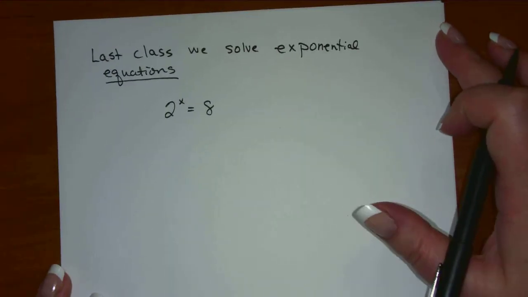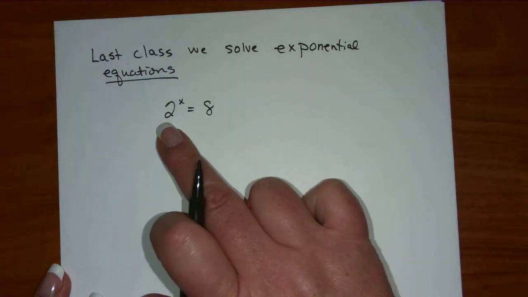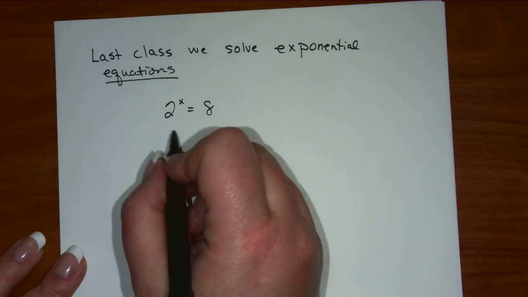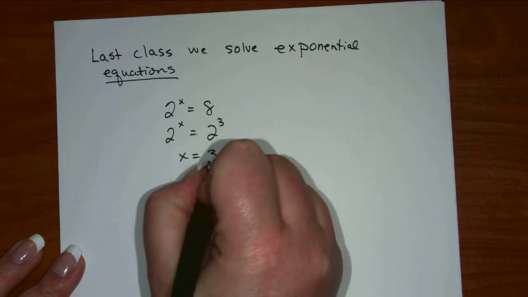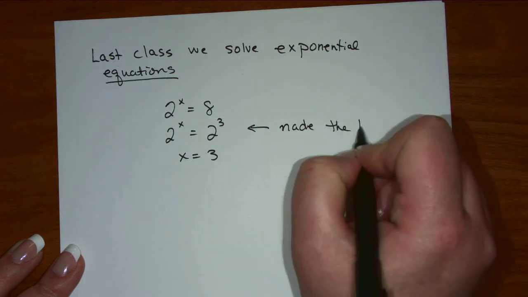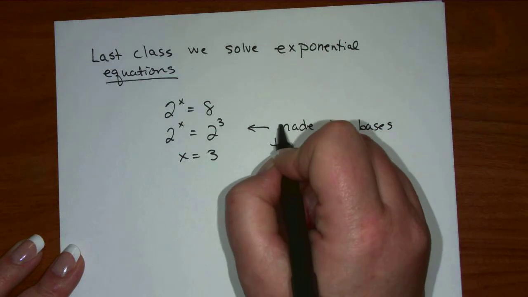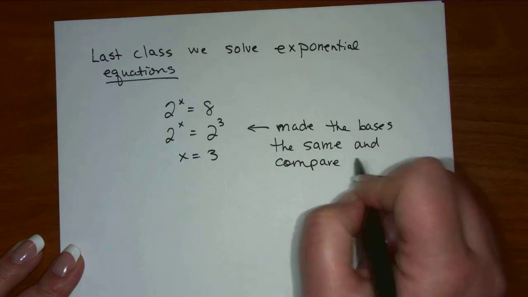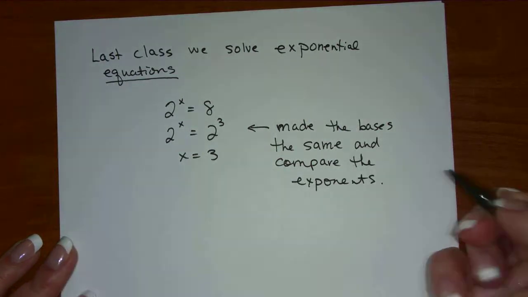We're saying, can 8 be written as a base 2? And what would it be? 2 to the 3, so x equals 3. So we made the bases the same, and compare the exponents. That was what we did. Now, what we didn't do was ones that don't work.